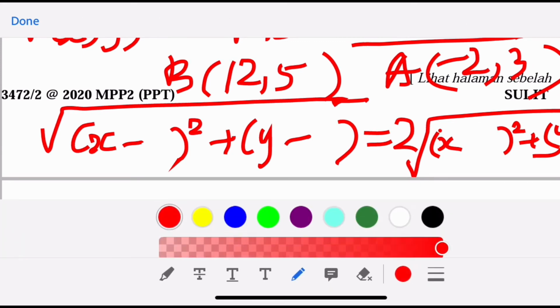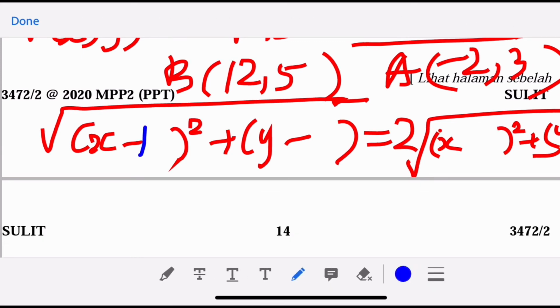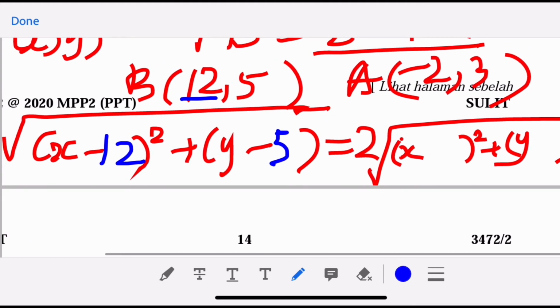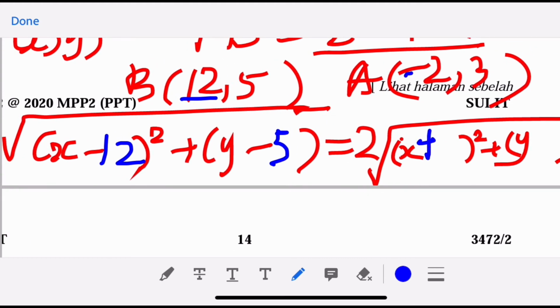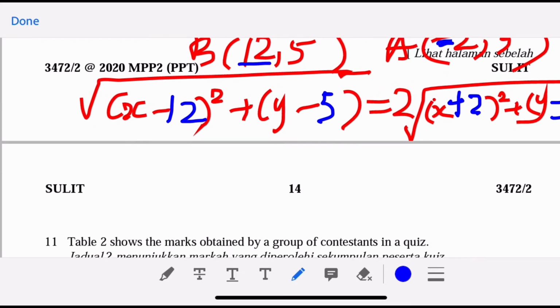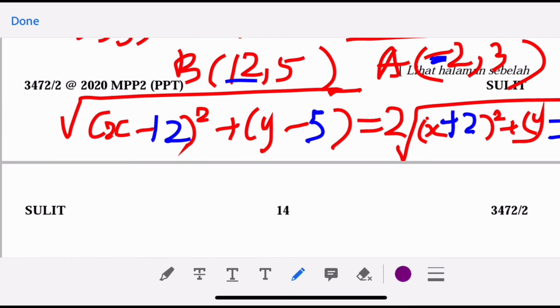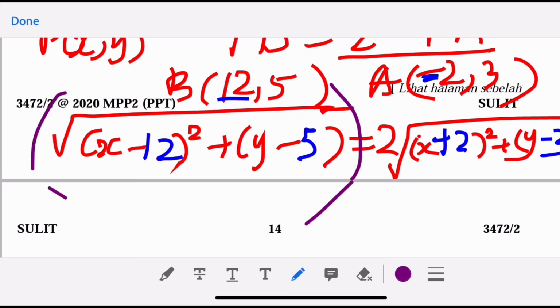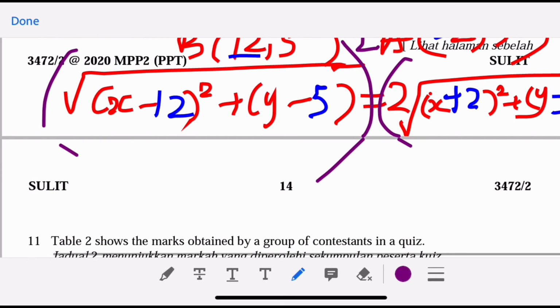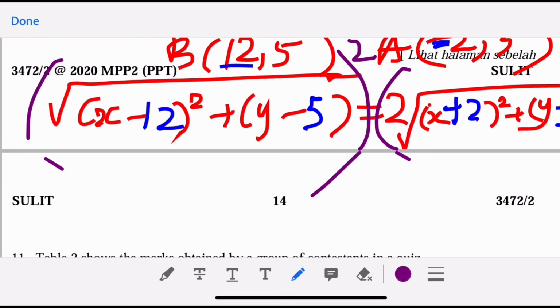Remember there is always a plus in between the square for the x and y. Now I'm going to substitute the point. So it will be x minus 12, the coordinate x from B, and then y minus 5. This one will be plus because it's x minus negative 2, plus y minus 3, and then make sure you square. The most important step is when you solve the distance: because distance involves square root, you need to square both sides.